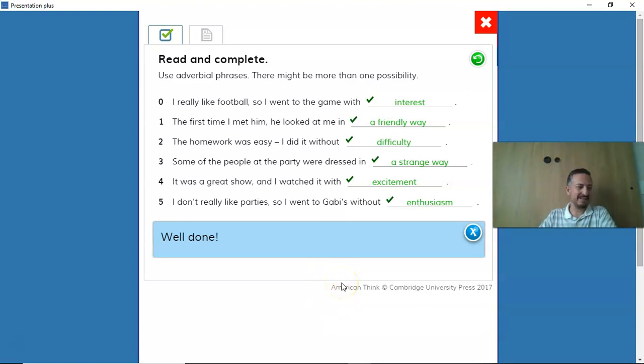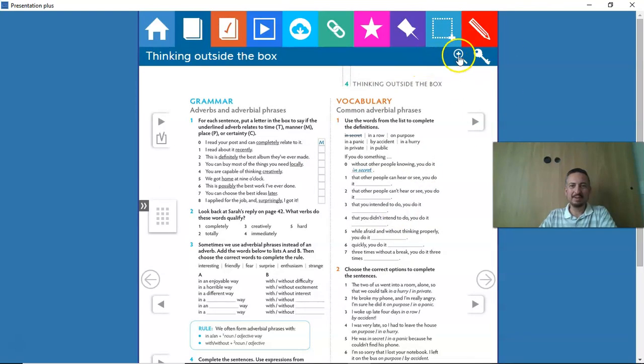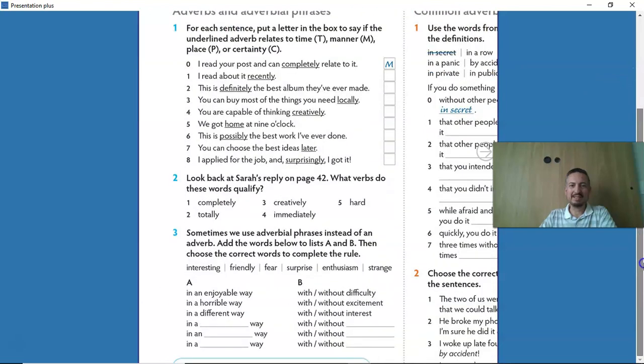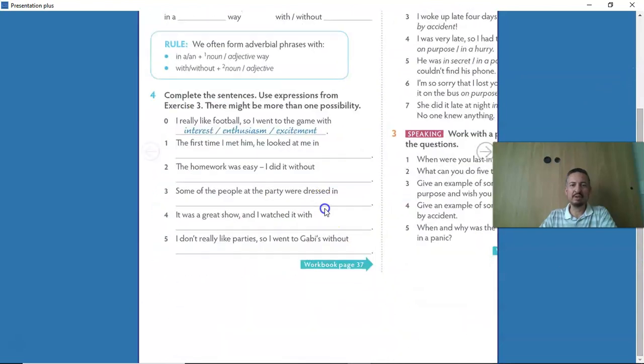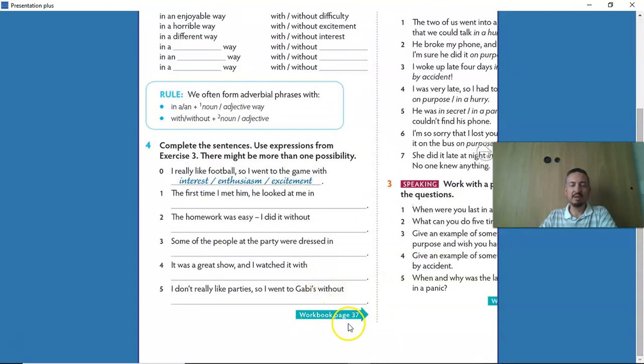Very, very good. So now I would like you to take some time, and if you have your workbook with you, go to workbook page 37 for some more exercises about it.